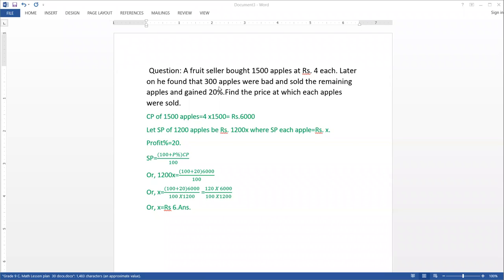Later on, he found that 300 apples were bad. That means not fit for selling because there's no one to buy the bad apples. And he sold the remaining apples and gained 20% profit. So though out of 1,500, 300 apples were bad, he was still able to make a profit of 20% by reducing the price at which each apple was sold.